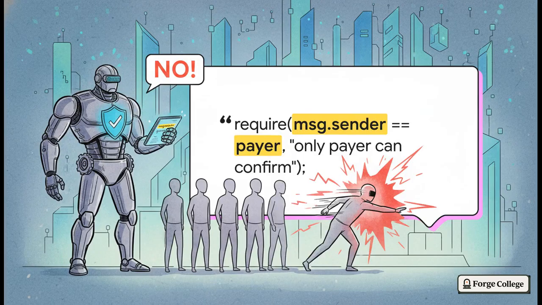Now, take a look at this require statement. I love this part because it acts as an uncompromising digital bouncer. It guarantees that only the payer can release the funds. Literally, if anyone else on the entire internet tries to trigger that release function, the contract throws an error saying "only payer can confirm," and it just instantly kicks them out. The bouncer says no, and the transaction reverts.